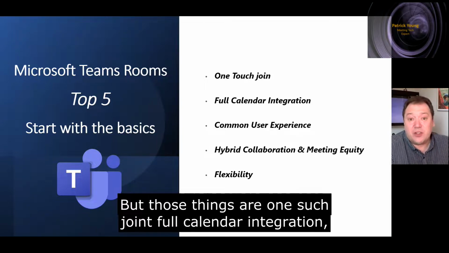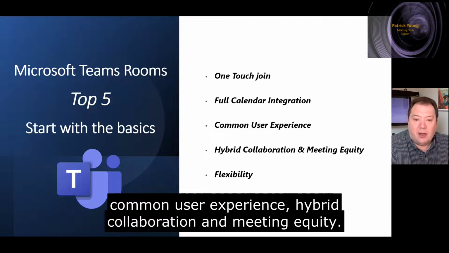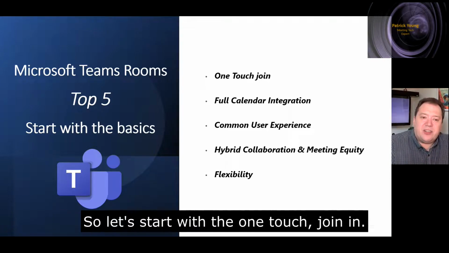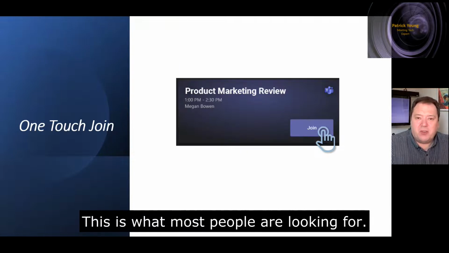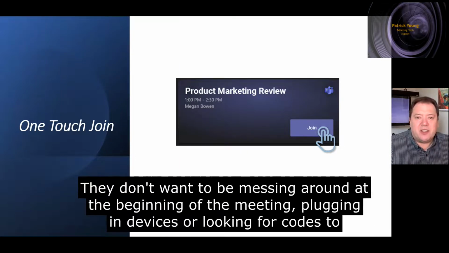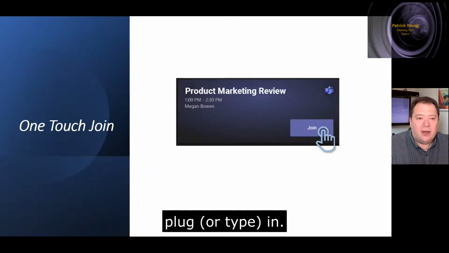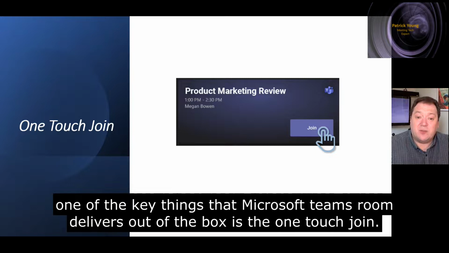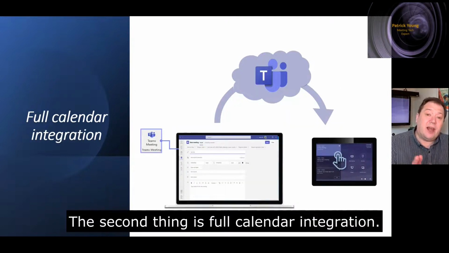But those things are one-touch join, full calendar integration, common user experience, hybrid collaboration and meeting equity, that's quite a mouthful, and flexibility. So let's start with the one-touch join. In my experience, this is what most people are looking for. They don't want to be messing around at the beginning of a meeting, plugging in devices or looking for codes to plug in. They just want to press one button and have the meeting start. And that's one of the key things that a Microsoft Teams Room delivers out of the box, is the one-touch join.